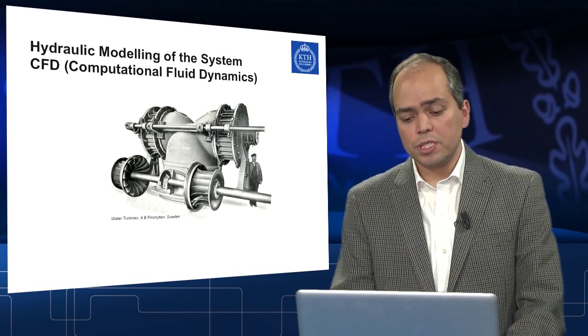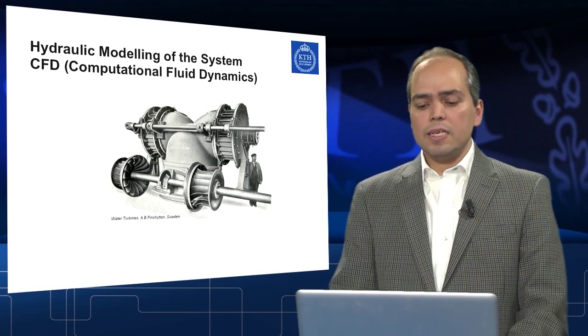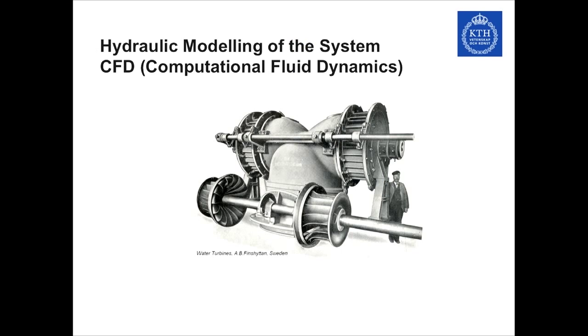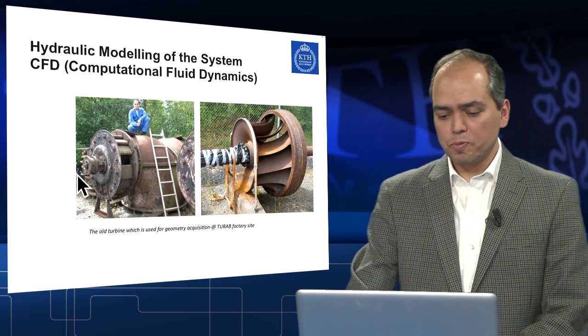Here you could see a very old turbine. It's more than 100 years old, in Sweden. It is called a camel type turbine because it's like the back of a camel here. So in fact, it's two turbines that have one common shaft. You could see the runner blades here, and then they are sitting on one common shaft.